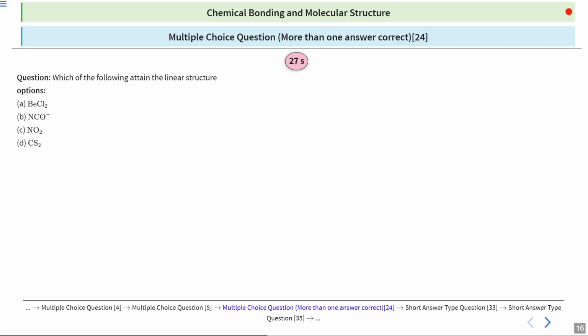Just first of all draw the Lewis structure, then calculate the steric number, and then accordingly give their structure.